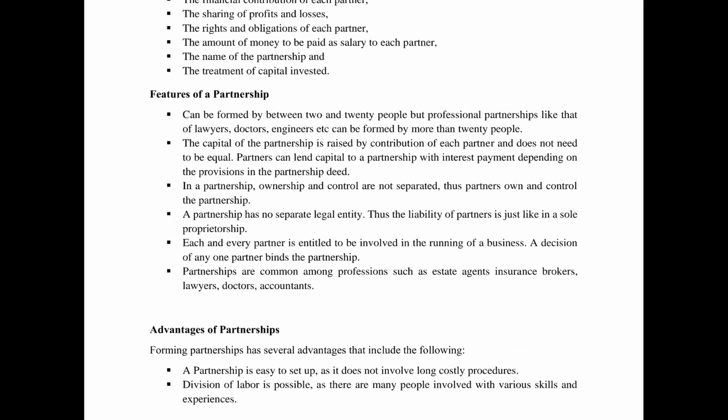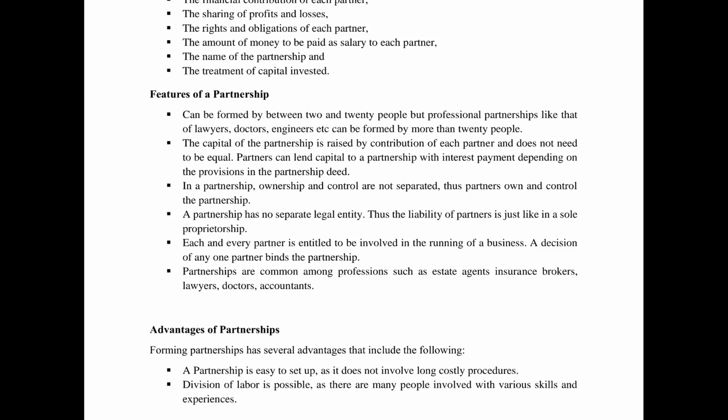The common features of partnerships include the following. It can be formed by between 2 and 20 people, but I've already said that professional partnerships like lawyers, doctors, engineers can be more than that. The capital of the partnership is raised by contribution of the partners, okay? In partnership, ownership and control are not separated. Thus, the partners own and they do control the partnership, okay? The same people that own the partnership control it.